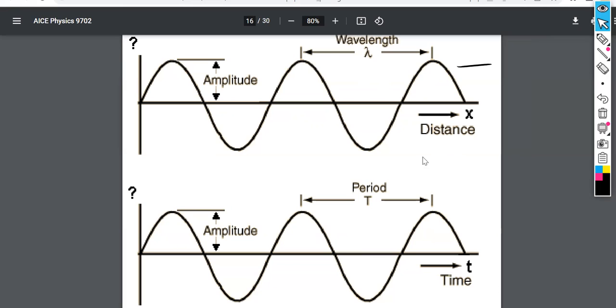There are typical paper one questions which ask which waveform is correctly labeled. So look for the amplitude to be labeled as such from equilibrium up or from equilibrium down. They like to mislabel that as the entire height from crest to trough, and that's not the amplitude. So don't fall for that trap.